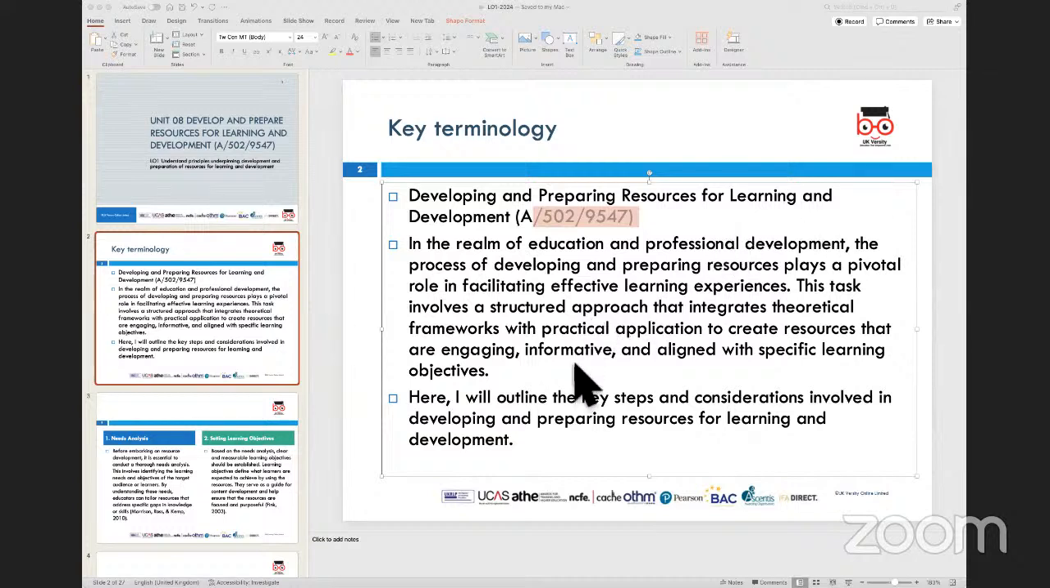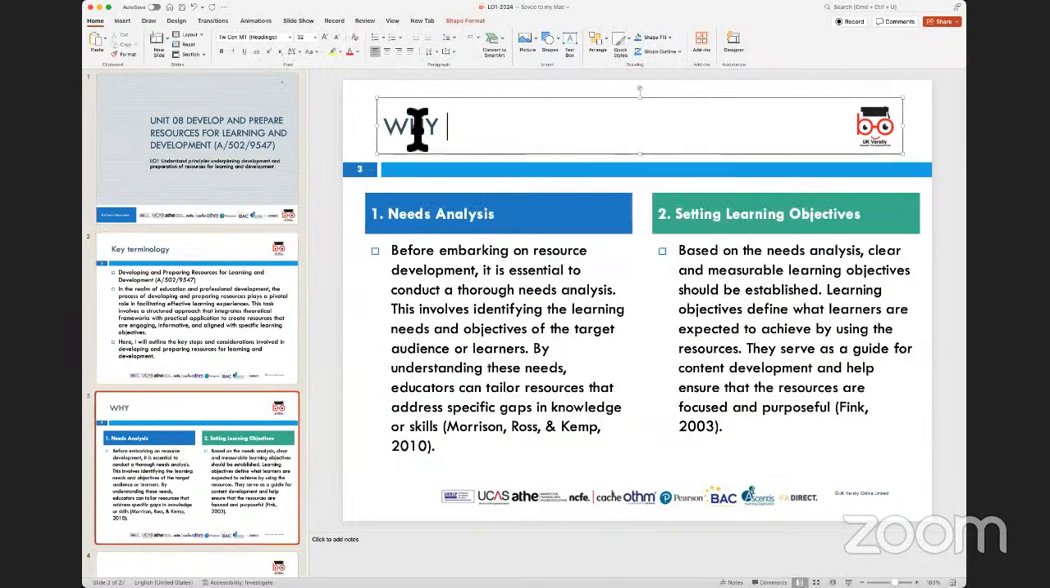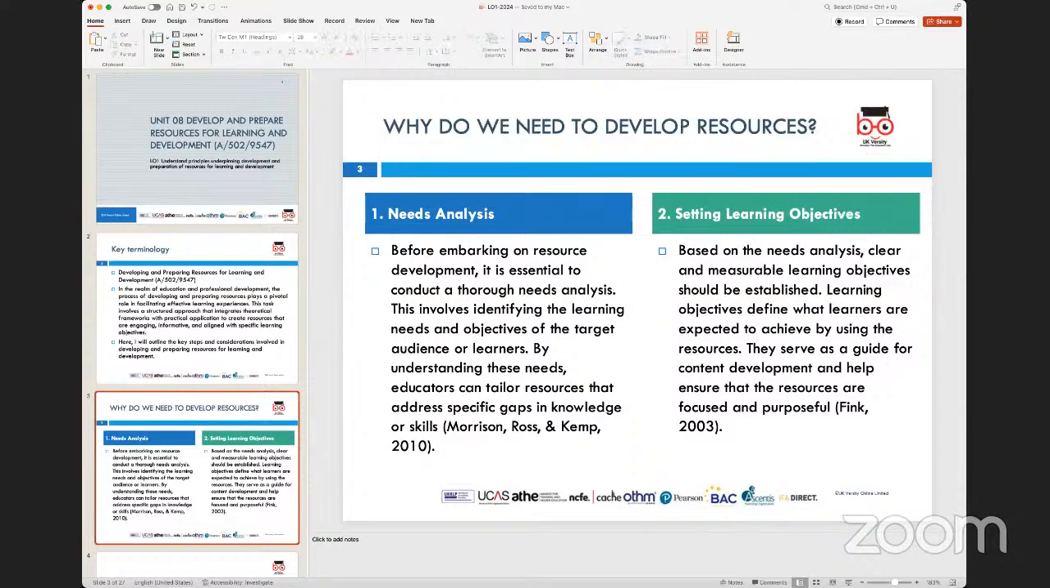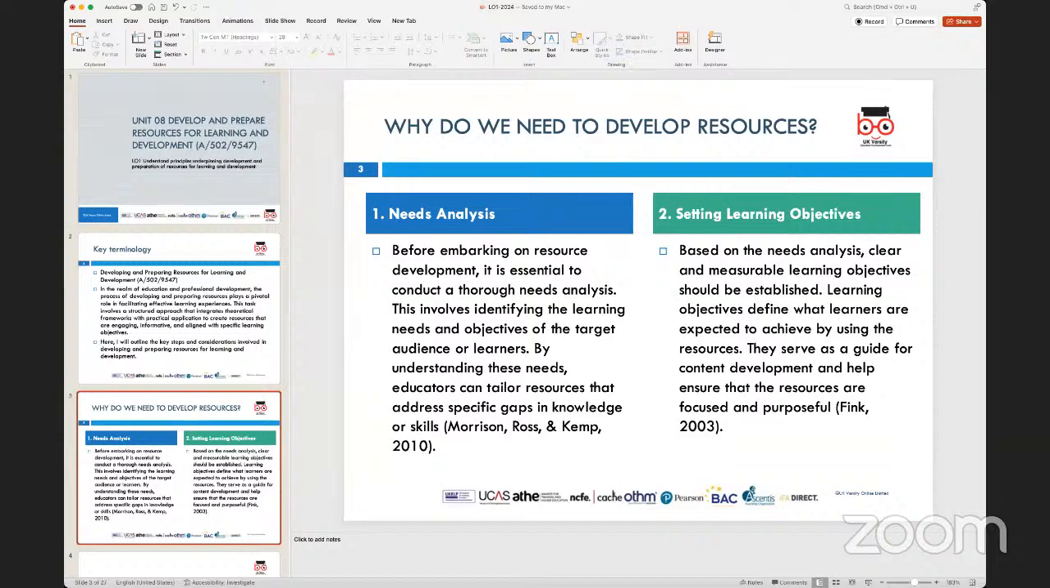So let's look at a couple of things in terms of why we need to develop resources for teaching and learning. When I put this across, a couple of things come to mind. One is we need to look at a need analysis. That means before we start the process of teaching and learning, we conduct a thorough need analysis, which could be based on initial assessment, some sort of diagnostic, and also looking at the needs and objectives of our learners to understand what it is that they want to learn.